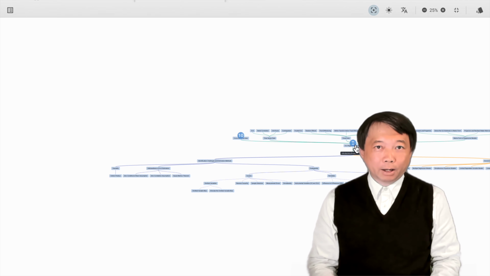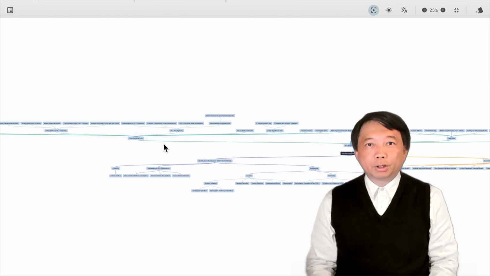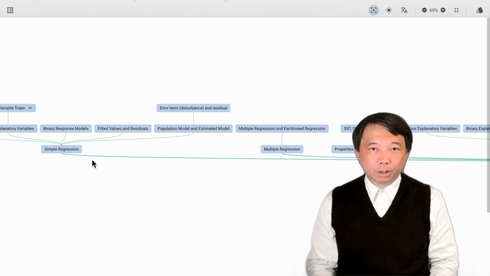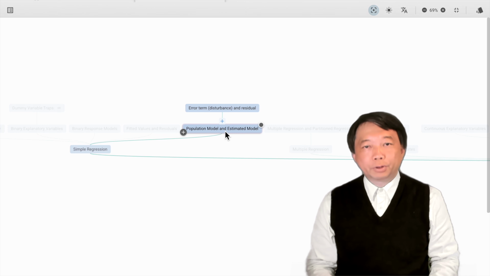Today, we have explored the difference between the population model and the estimated model, and the difference between the error term and the residuals.